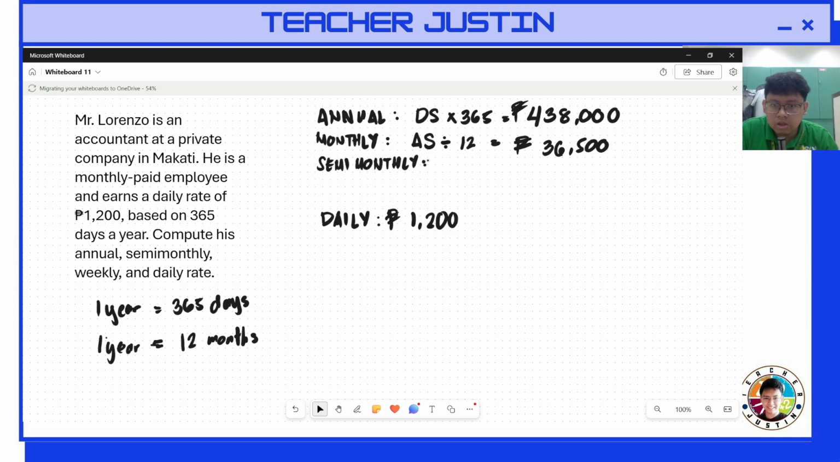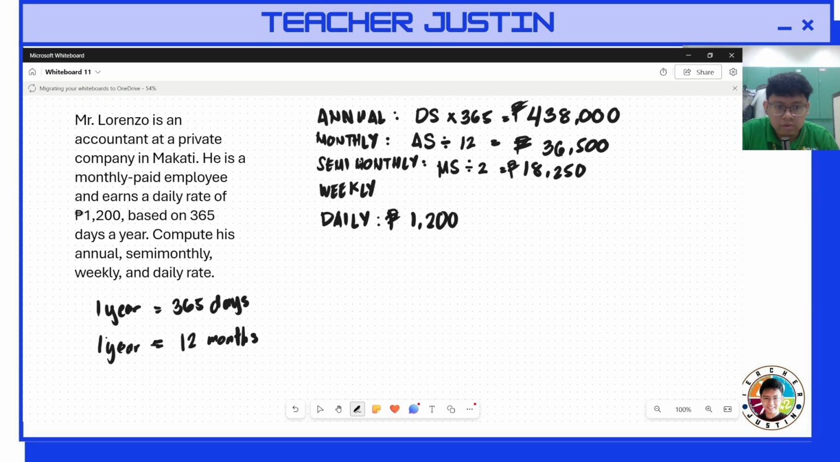And then we proceed to his semi-monthly. For semi-monthly, it will just be the monthly salary divided by 2. So we will just divide 36,500 by 2, and that will give us 18,250 pesos. And last one, we have the weekly.